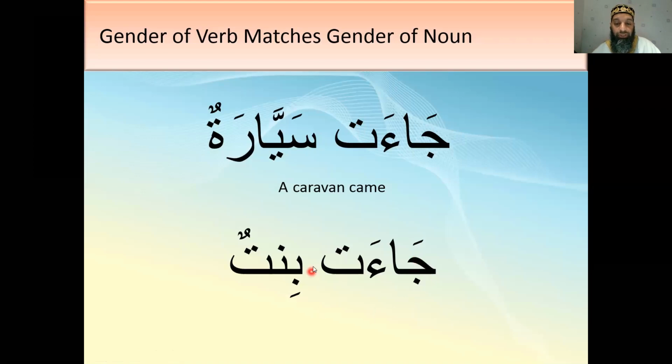Next one, ja'at. So that literally means she came. Bintun, a girl, because a girl is feminine, so you're not going to say ja'a, you're going to say ja'at. And that's all this slide was for. It's quite obvious, but I thought leave it in there. It's just a bit extra practice. Just a bit of revision for people.